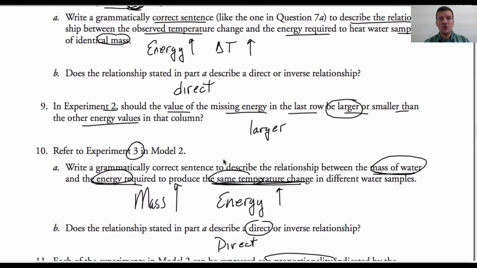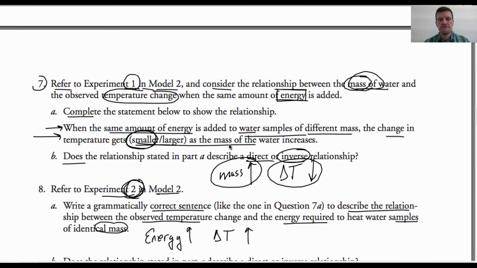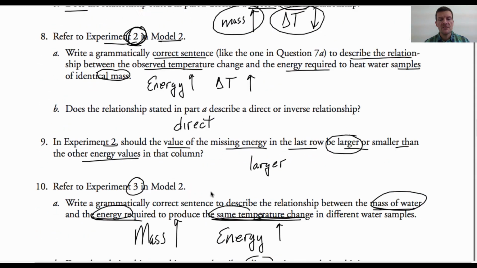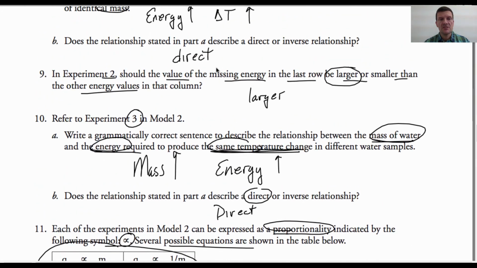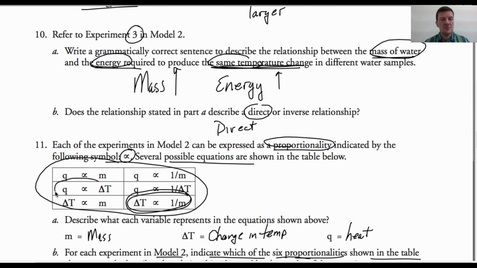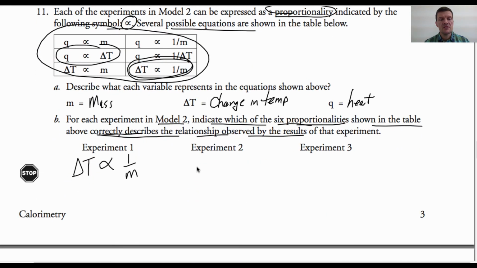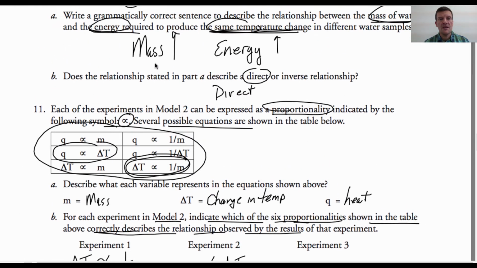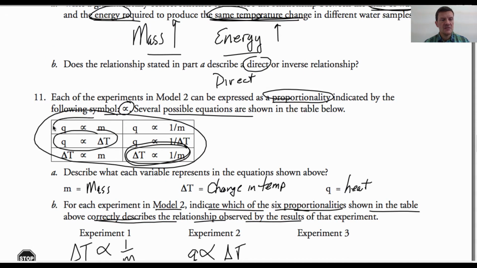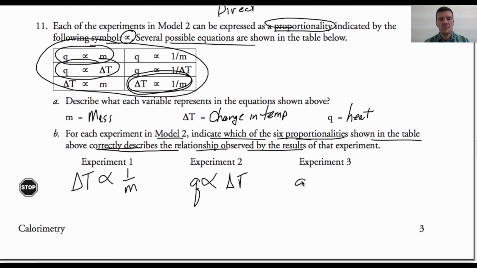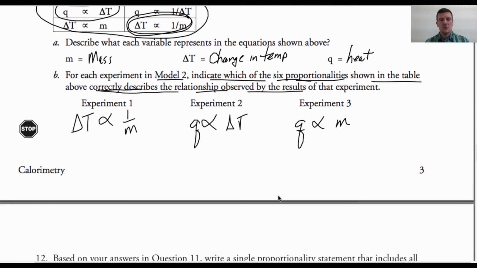In experiment number 2, we looked at energy and delta T. So Q and delta T, and this is a direct relationship. So we're looking for a direct relationship between Q and delta T. That would be this. And for experiment number 3, we looked at a mass and energy relationship that is direct as well. Mass and energy right here.